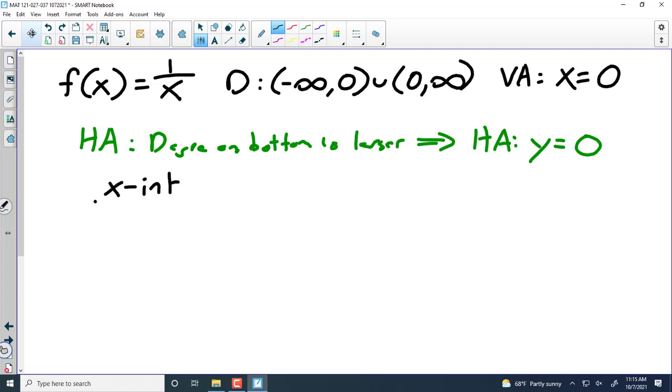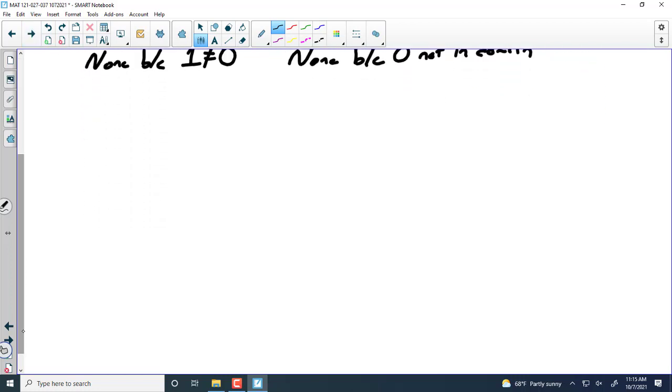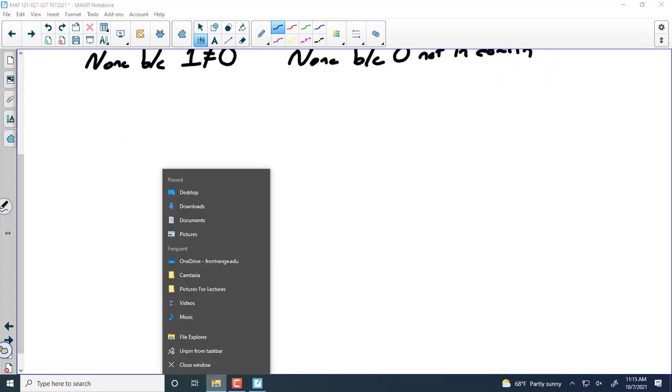X-intercept, none, because 1 cannot equal 0. Y-intercept, none, because 0 is not in the domain. And that is why, yeah, I guess I'll draw this one by hand.